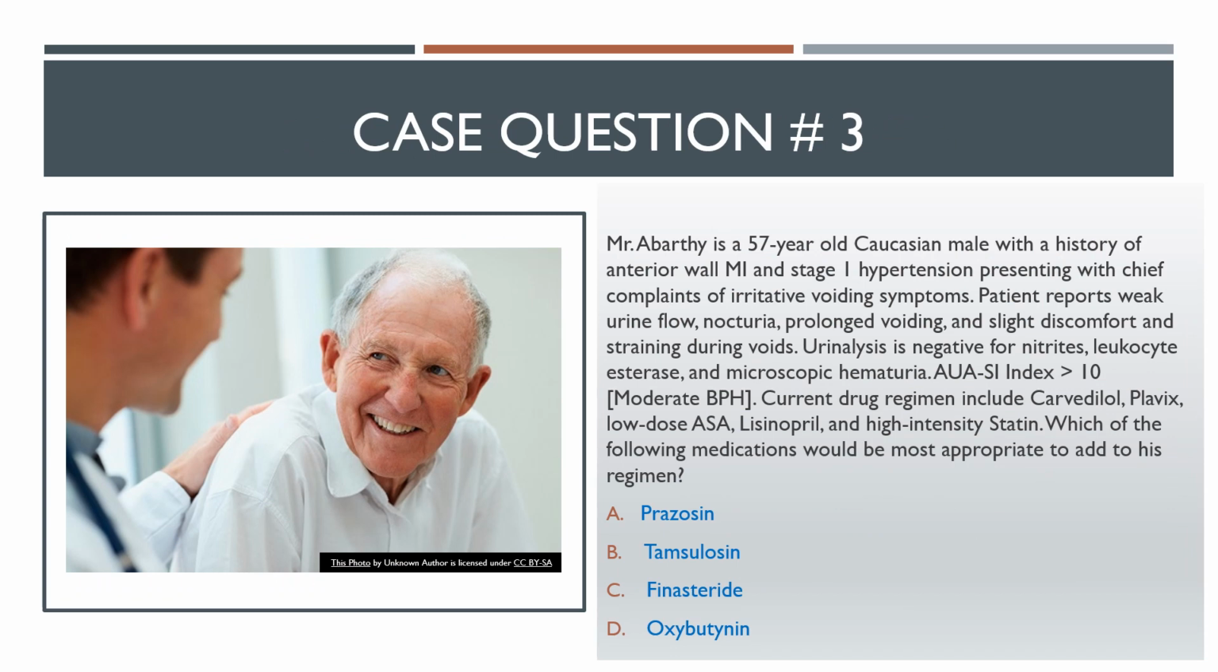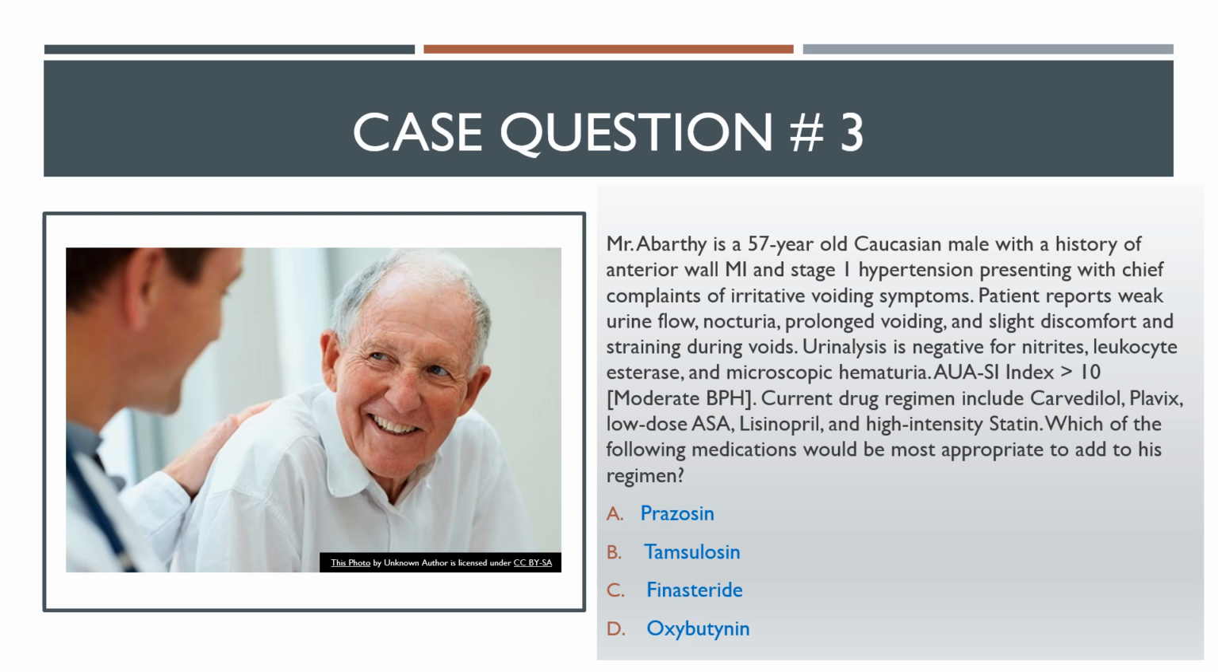Case question number 3. Mr. Abathy is a 57-year-old Caucasian male with a history of anterior wall MI and stage 1 hypertension, presenting with chief complaints of irritative voiding symptoms. Patient reports weak urine flow, nocturia, prolonged voiding, and slight discomfort and straining during voids. Urinalysis is negative for nitrites, leukocyte esterase, and microscopic hematuria. AUA-SI index is greater than 10, which indicates moderate BPH.